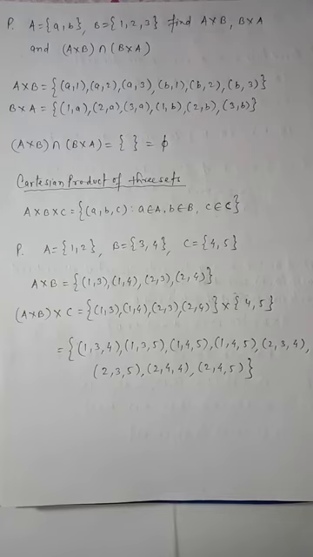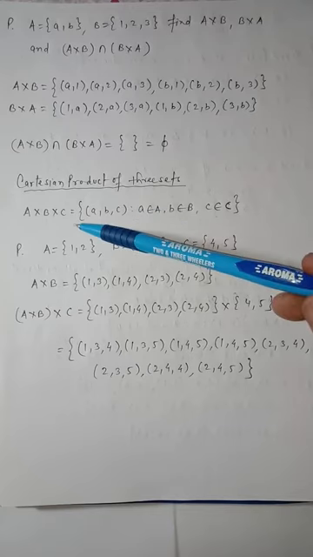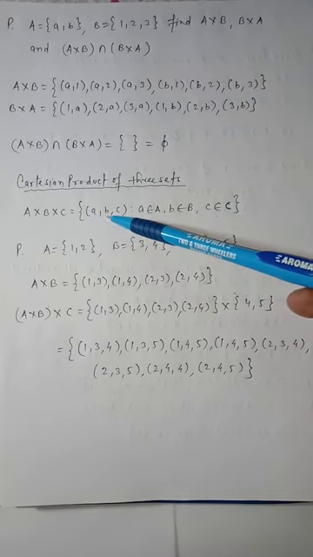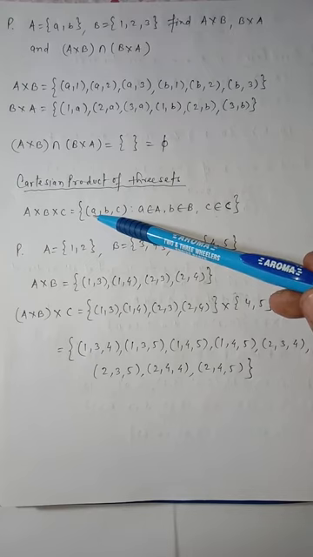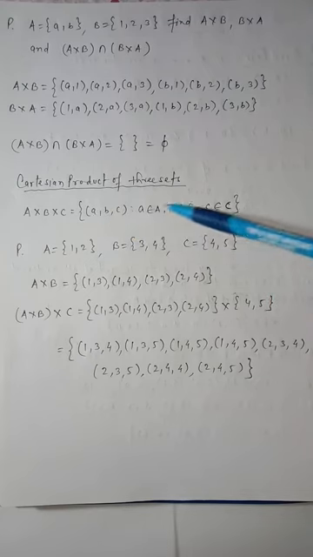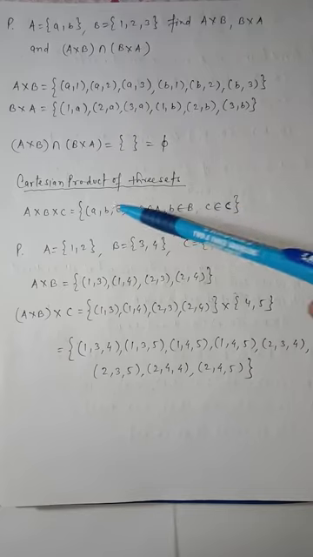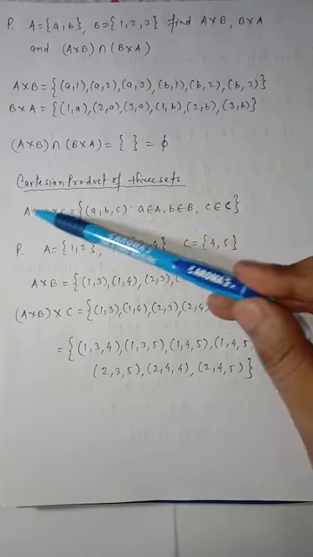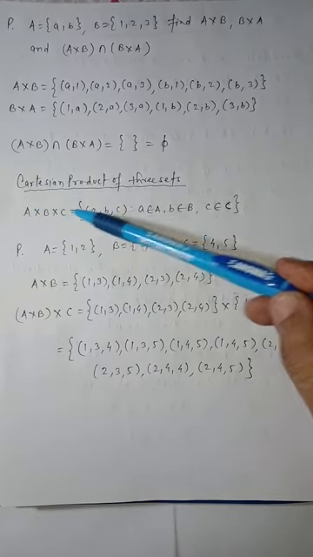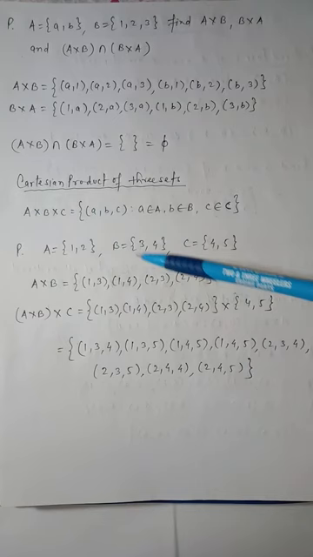Now come to the Cartesian product of three sets. This is the same as for two sets. So what will be A cross B cross C? Here we will get A comma B comma C, and this first element must belong to the first set A, the second must belong to B, and the third must belong to set C. So in the same manner, these elements belong to different sets: the first element to the first set, the second element to the second set, and the third to the third set.